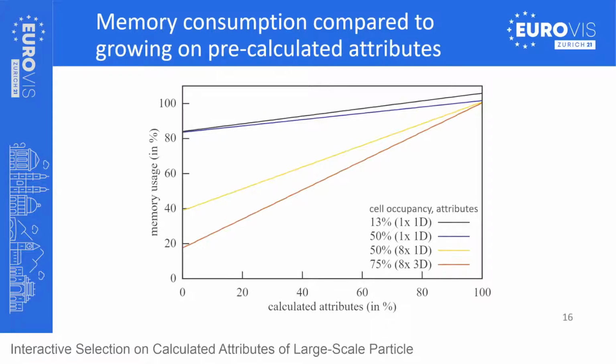As a result, we are able to reduce memory consumption, except when almost all particles are selected. The memory consumption is reduced by up to 80% with an average occupancy of 75% and 8 three-dimensional attributes, which is the current limitation of our solution.